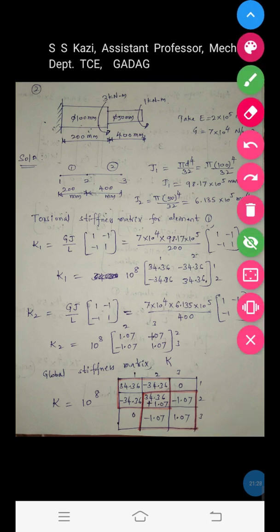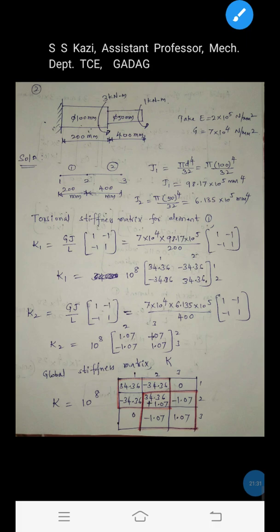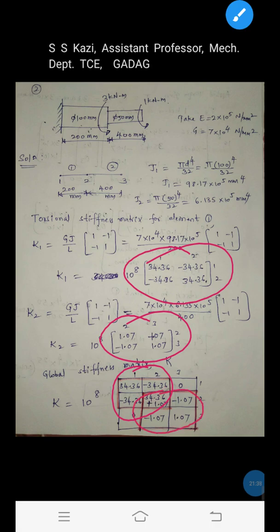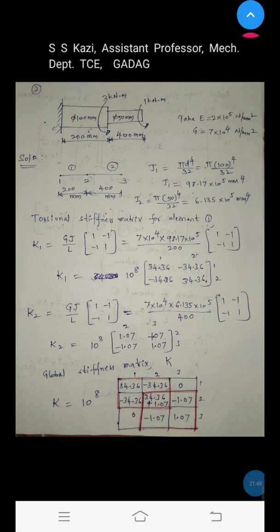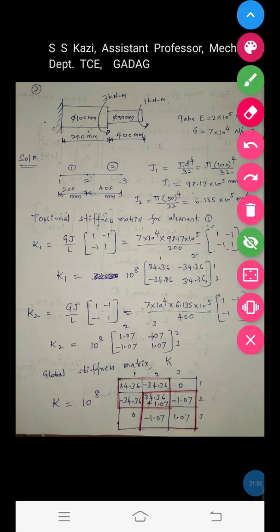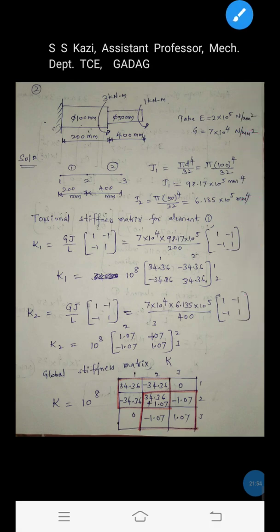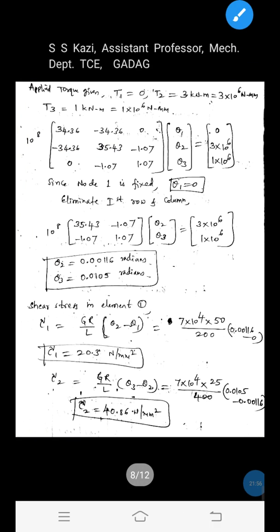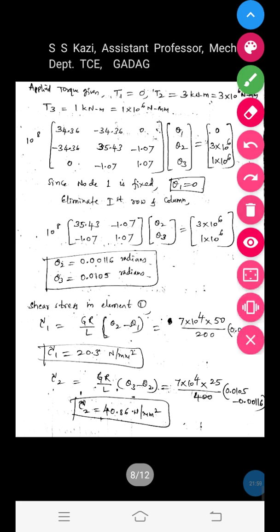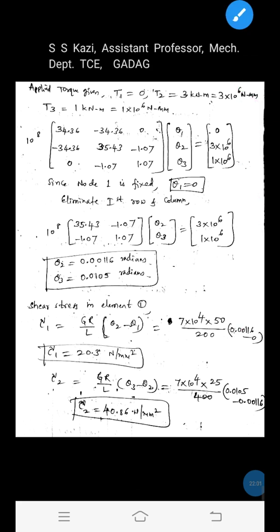After that you write the terms here: 1 2, 1 2, these terms into this box, and 2 3, 2 3, these terms into this box. You will find one common term, that is 2 2, which is available in both the element matrices, and whichever is blank you just write as 0. Okay, now we'll move on to the next page. Once you find the global stiffness matrix like this, you move on to the equilibrium equation, which we will write now.